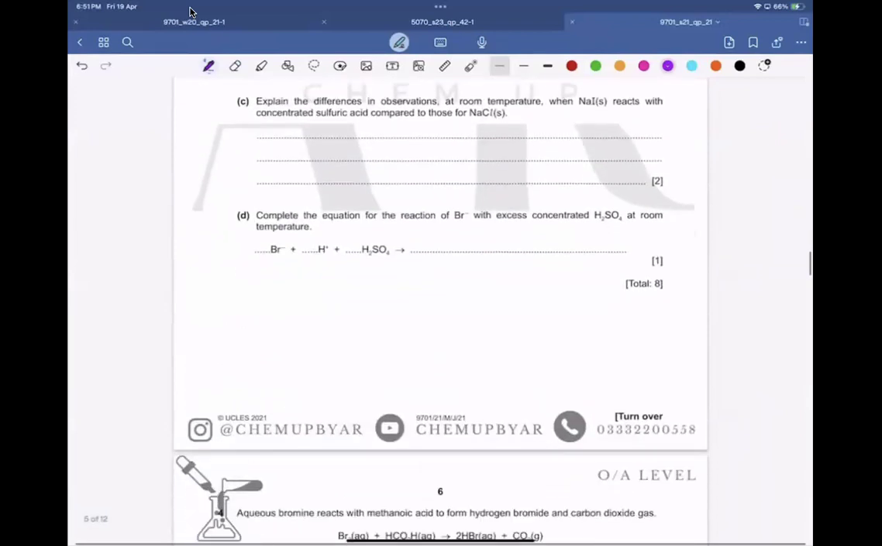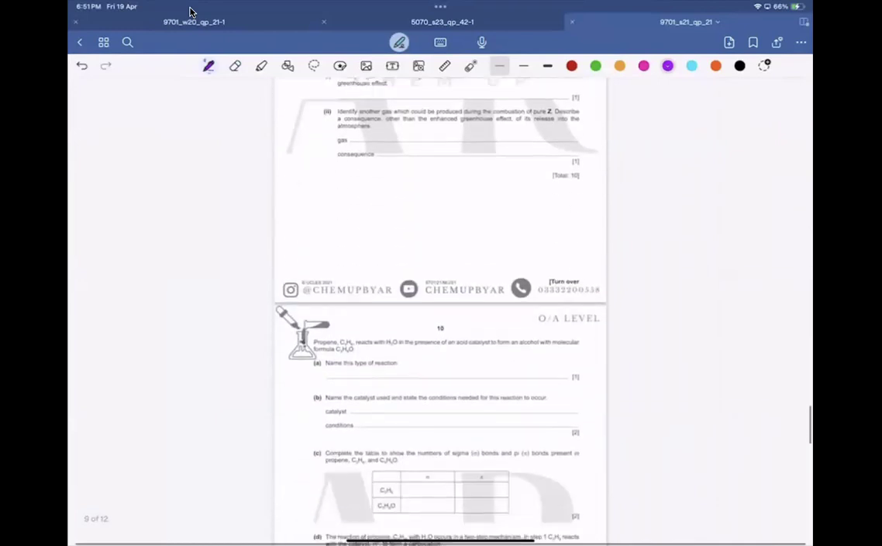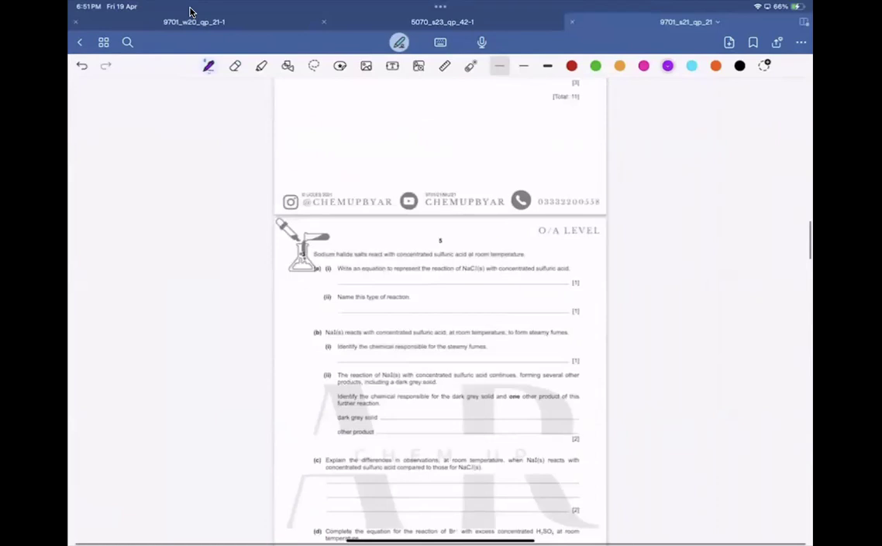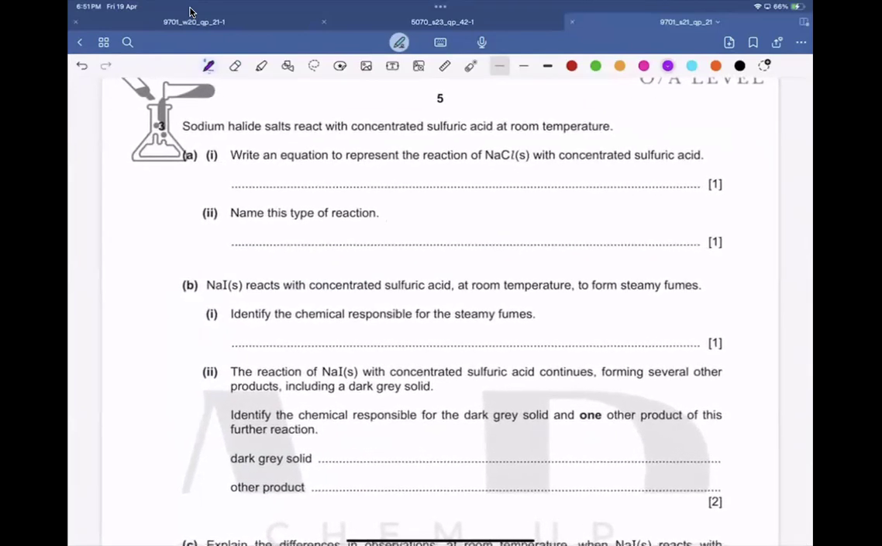Okay, now we have question number 3, then 4 and 5. So we will start question 3, and then 4 and 5 will be continuing in the next class. Sodium halide salts, meaning NaX, where X can be chlorine, bromine, iodine, react with concentrated sulfuric acid at room temperature. This reaction we have discussed. Write an equation to represent the reaction of NaCl with concentrated sulfuric acid.